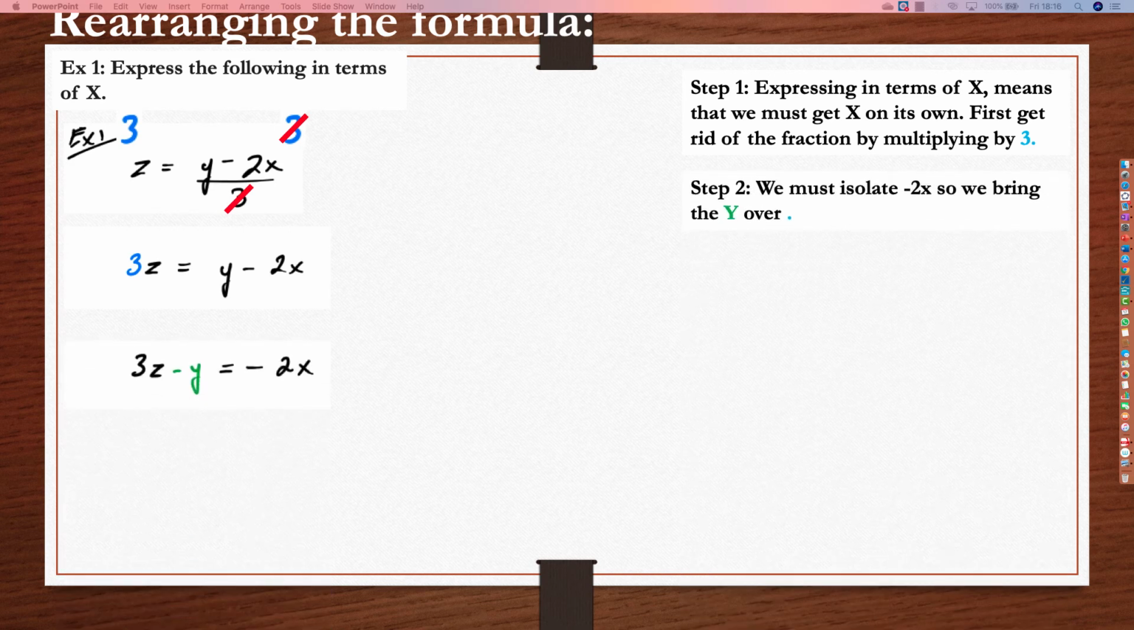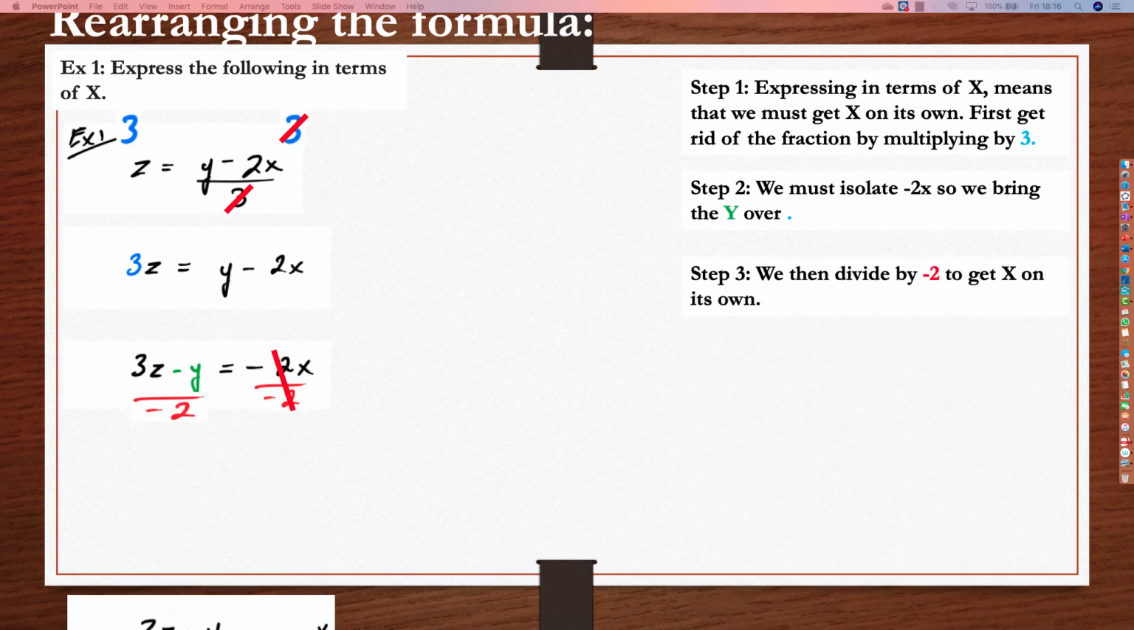Right, x still is not on its own. It has minus 2. What am I going to do? Bring it over or what am I going to do? Divide. They're stuck together, so just divide across by minus 2. Final answer is 3z minus y, divided by minus 2, is equal to x.